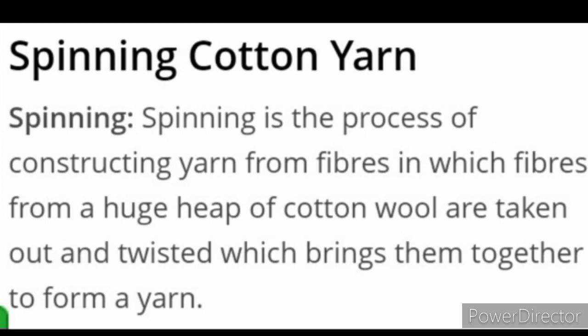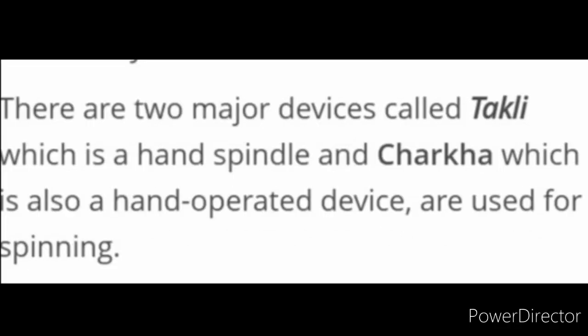Spinning is the process of constructing yarn from fibers, in which fibers from a huge heap of cotton wool are taken out and twisted, which brings them together to form a yarn. There are two major devices called takli, which is a hand spindle, and charkha, which is also a hand operated device, used for spinning.